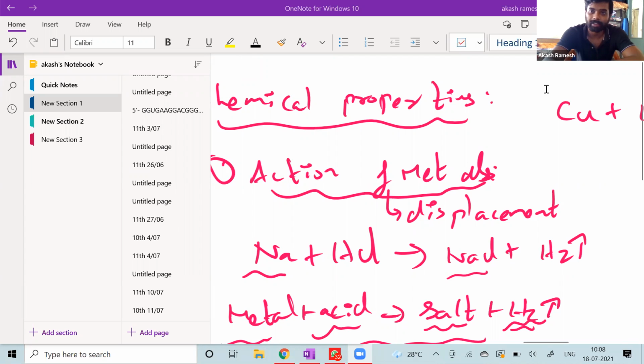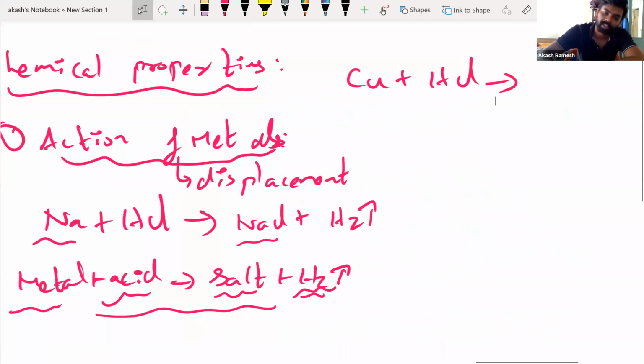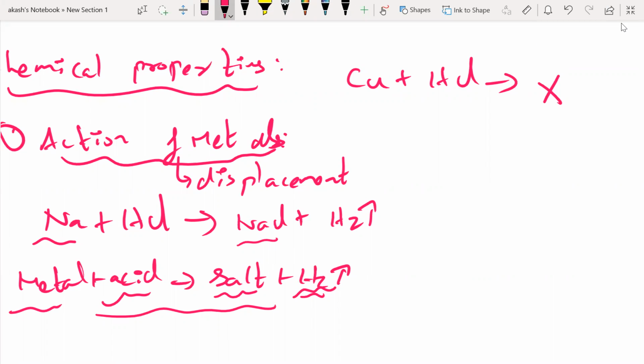Actually, the answer to the question whether this reaction will happen or not is no. This reaction won't happen. Only 2 people said that the reaction won't happen. Any reasons you can come up with why this reaction won't happen, people? Because copper is below hydrogen in the reactivity series, sir. Absolutely true. Very good. So copper is less reactive than hydrogen.